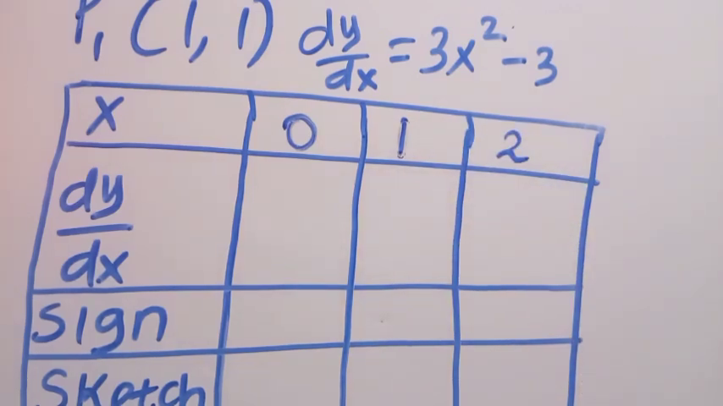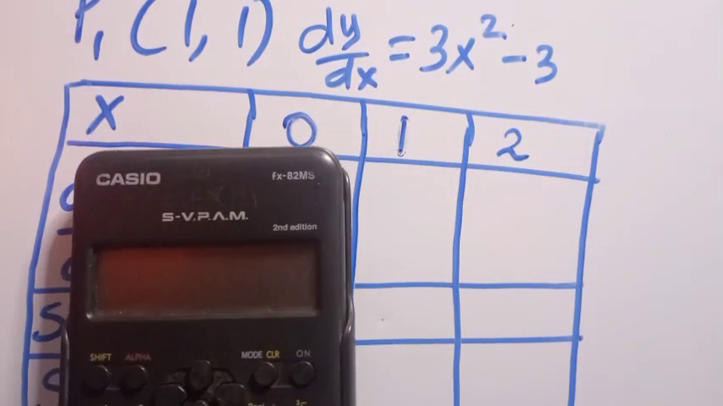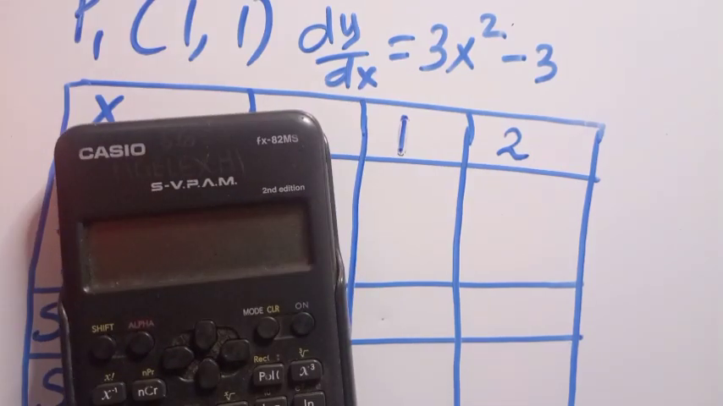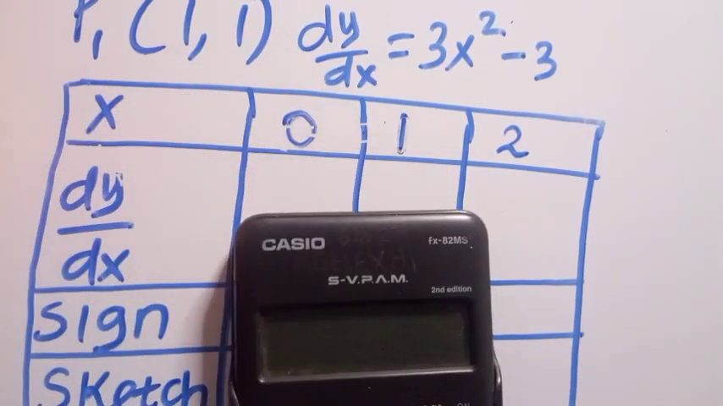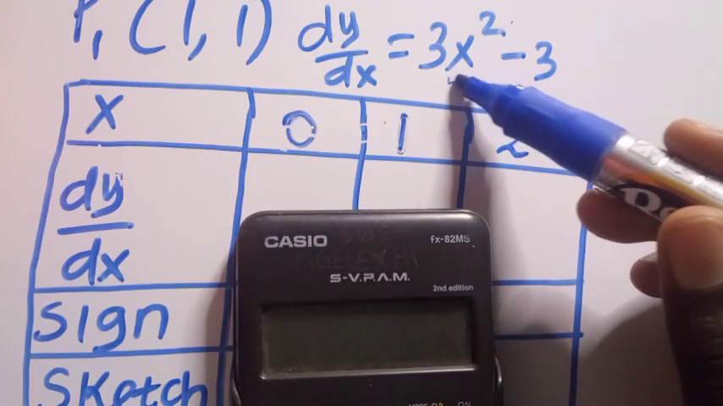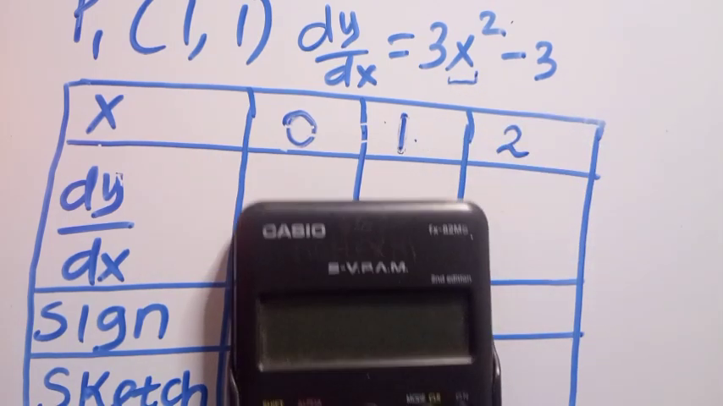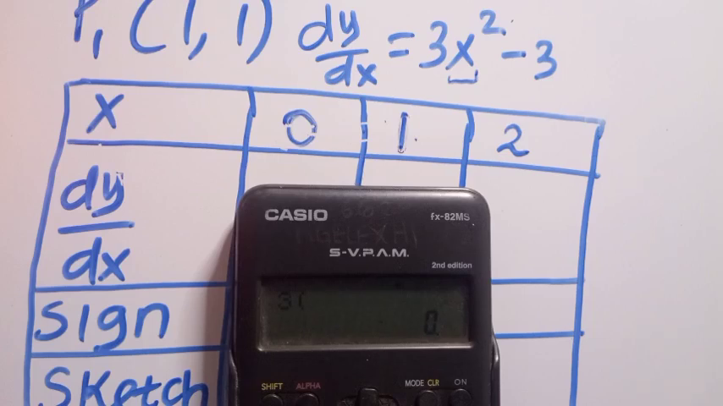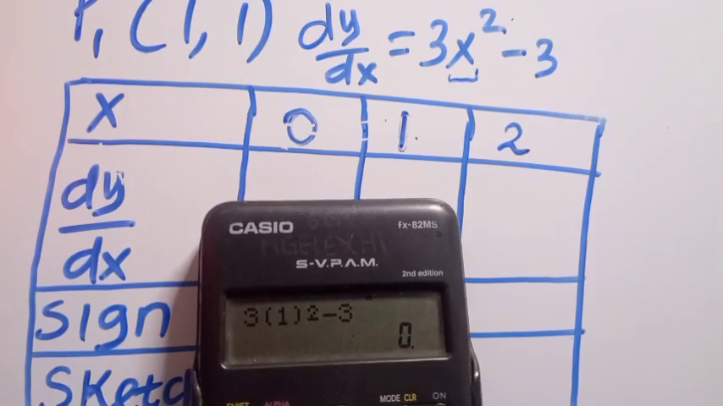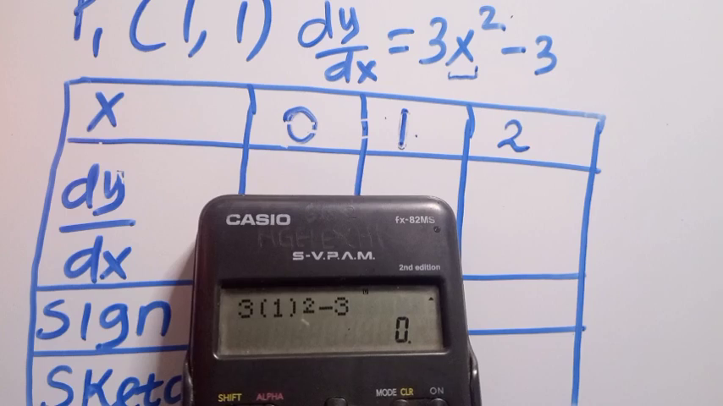We can prove it. Since we have the gradient function, we can substitute x with 1. If we substitute x with 1, we shall have 3 into 1 squared minus 3. That is what we have in our calculator. What do we obtain?